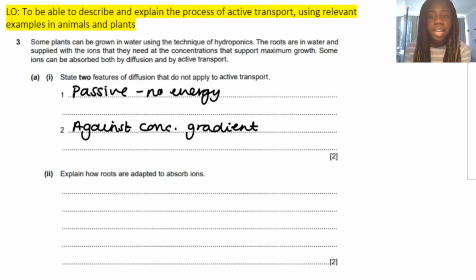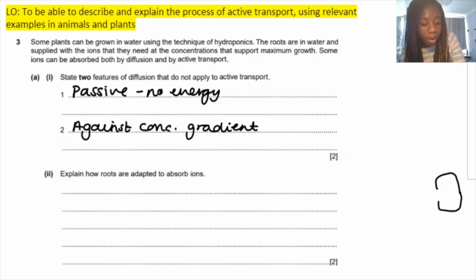The second question is explain how roots are adapted to absorb ions. So this goes back to our example of the root hair cell. So we can think about the features of that cell and then explain why that would maximize the rate or ability to carry out active transport. So first, just thinking about the overall structure. Obviously we have the long projection of the root hair, so it looks a bit like this if you can't remember. So we've got our kind of epidermal cell here, and then we've got a long projection, which is the root hair part of the cell. So that's the root hair.